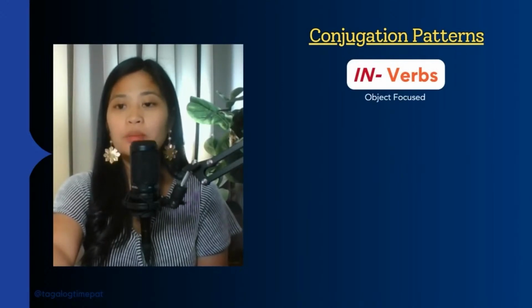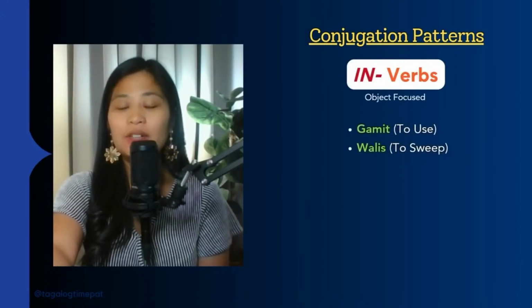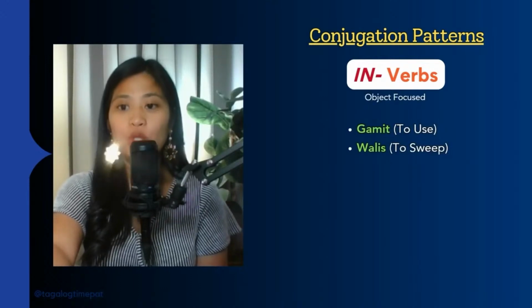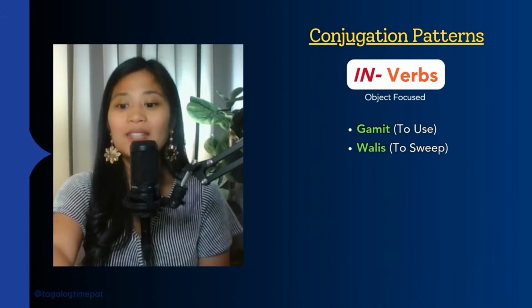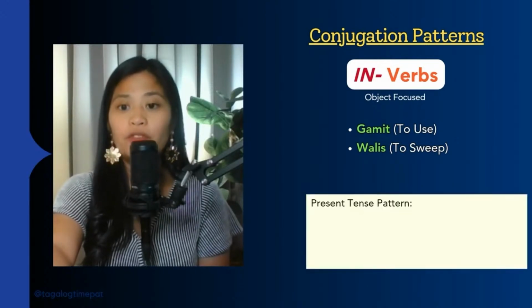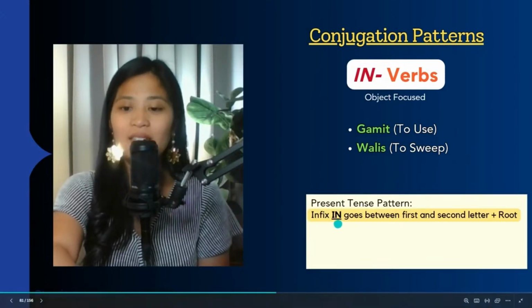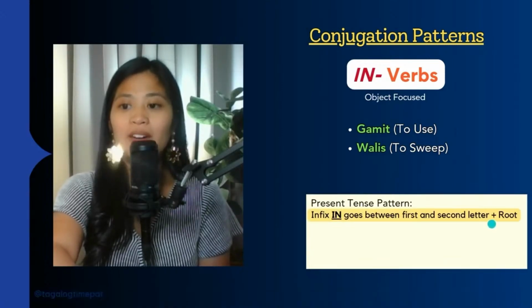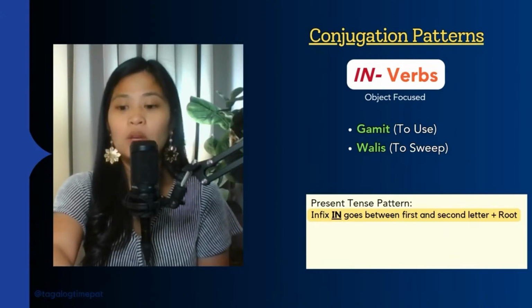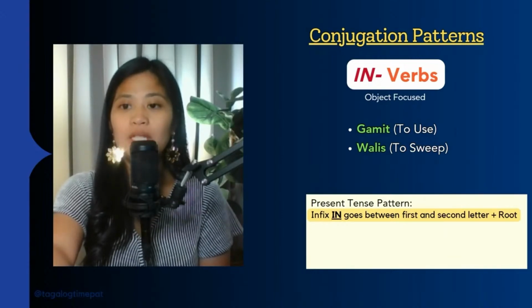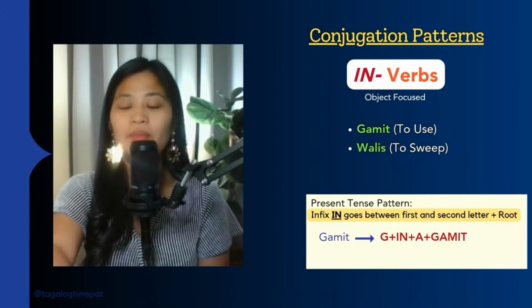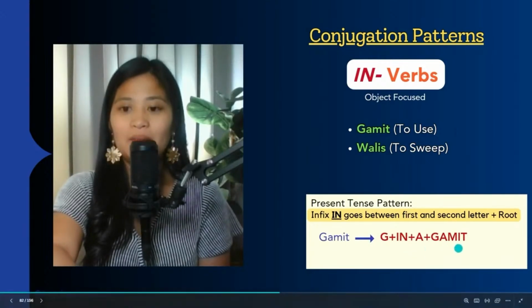These are also object focused. And here are some examples. Gamit means to use. Walis means to sweep. It has a very similar pattern to um verbs. The only difference now is that the infix in goes between the first and second letter, and then it's the root. So gamit, to use, in the present tense becomes ginagamit.